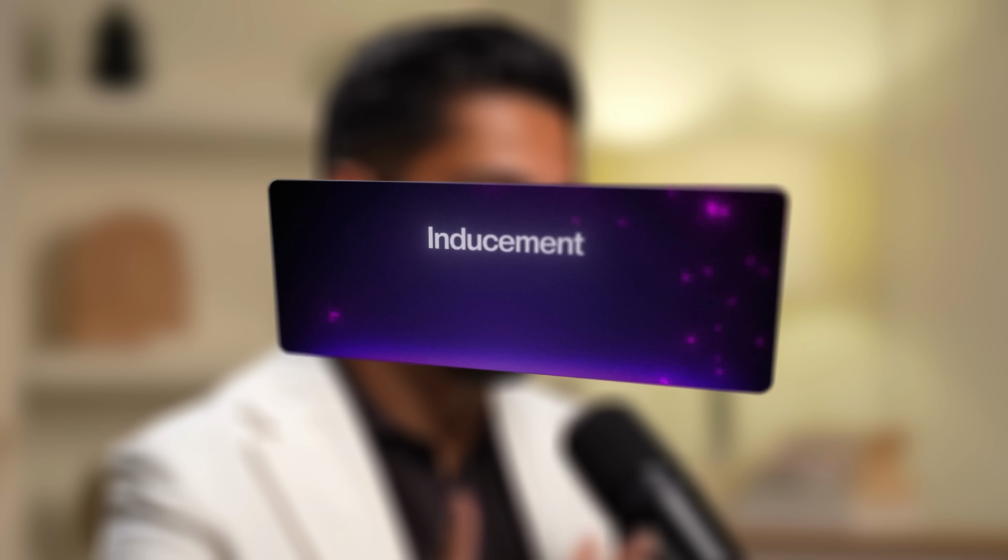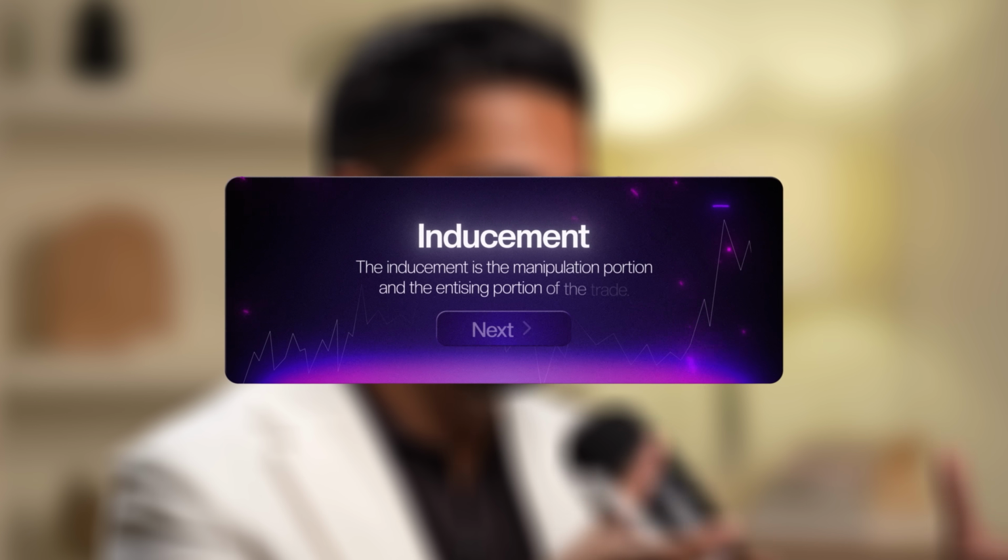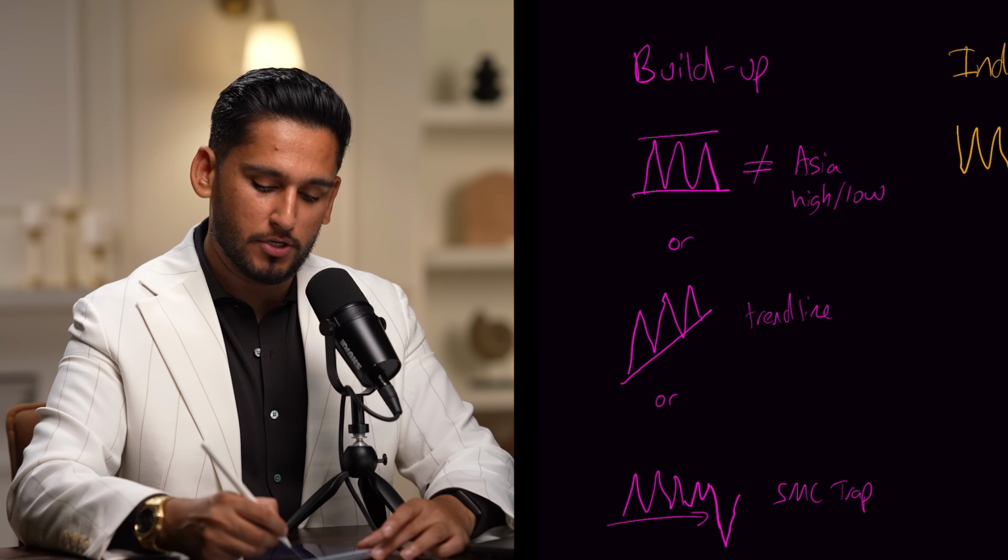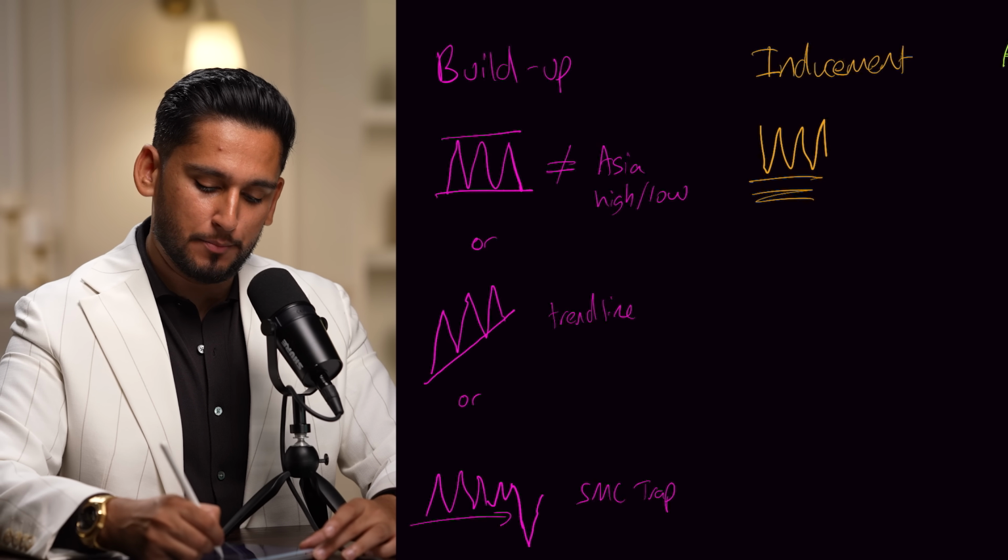Next, we have the inducement. So the inducement is the manipulation portion and the enticing portion, where we have this build-up, which is generating ideas. It's engineering liquidity, because people are going to react based on support and resistance, trend lines, or smart money zones. So when we are inviting people to enter based on a support level, let's say, we know that there's going to be buyers loading up on that support level and stop losses right below. An inducement is seeing that build up, knowing where the stop losses are going to be, and breaking lower.